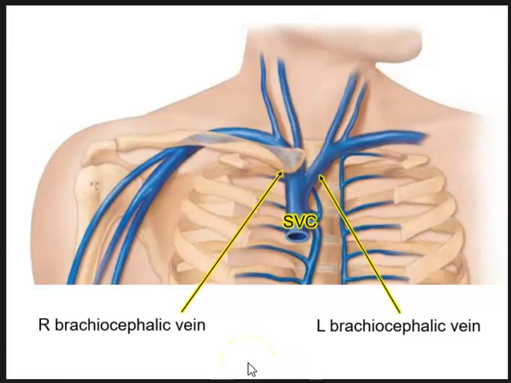For the veins, don't forget that we have brachiocephalic veins which drain blood coming from the head and neck as well as the upper limbs. So we have the right brachiocephalic vein as well as the left brachiocephalic vein, which will drain deoxygenated blood into the superior vena cava, and the superior vena cava being one of those main vessels that empty into the right atrium.